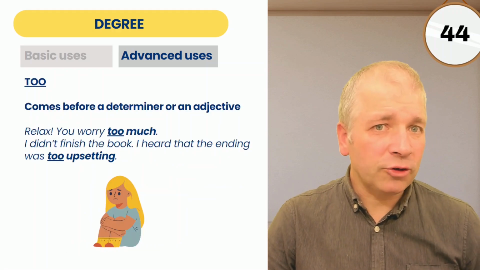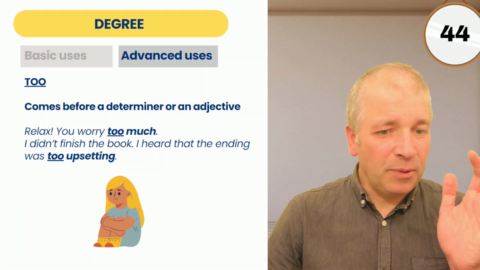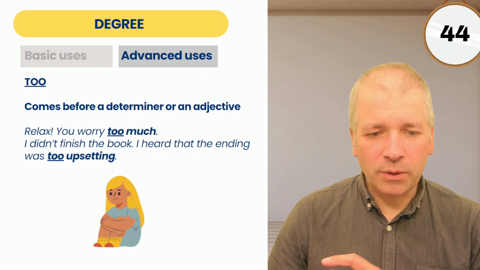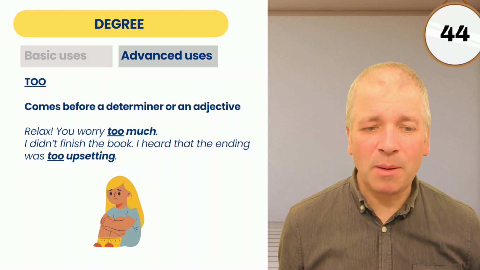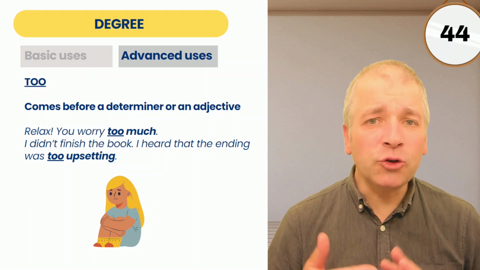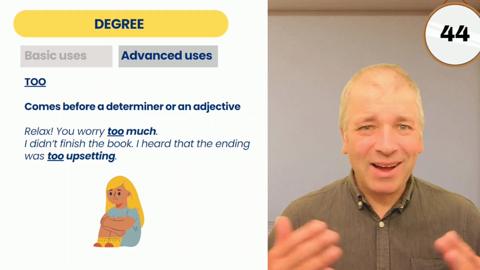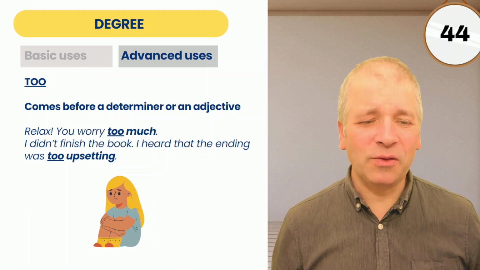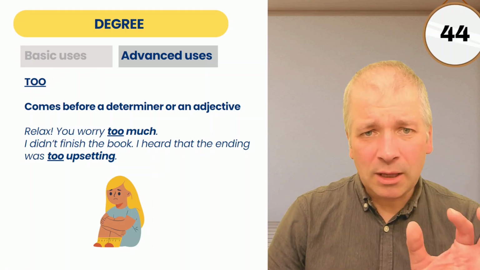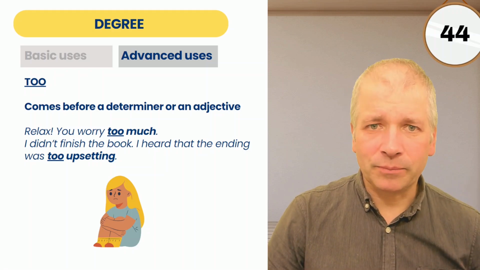Let's go on to the word too, TOO. This comes before a determiner or an adjective. So the lady here looks like she's worried about something. So a friend maybe came to her and said, relax, you worry too much. The lady in response says, I didn't finish the book. I heard that the ending was too upsetting. So too would normally go in that particular position, not at the end, not at the beginning.